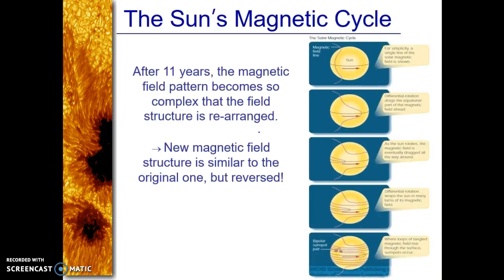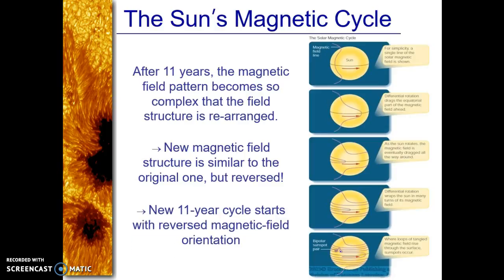All right, so here it just says, for simplicity, a single line on the solar magnetic field is shown. Differential rotation drags the equatorial part of the magnetic field ahead. As the sun rotates, the magnetic field is eventually dragged all the way around, because remember the middle is rotating faster than the top and the bottom. And it keeps going faster and faster, so this differential rotation wraps the sun in many turns of its magnetic field. It kind of twists it up. And then these twists, these loops of tangled magnetic field rise through the surface, and that's where you get your sunspots, and that's how they occur. Okay, so a new 11-year cycle starts with reverse magnetic field orientation.